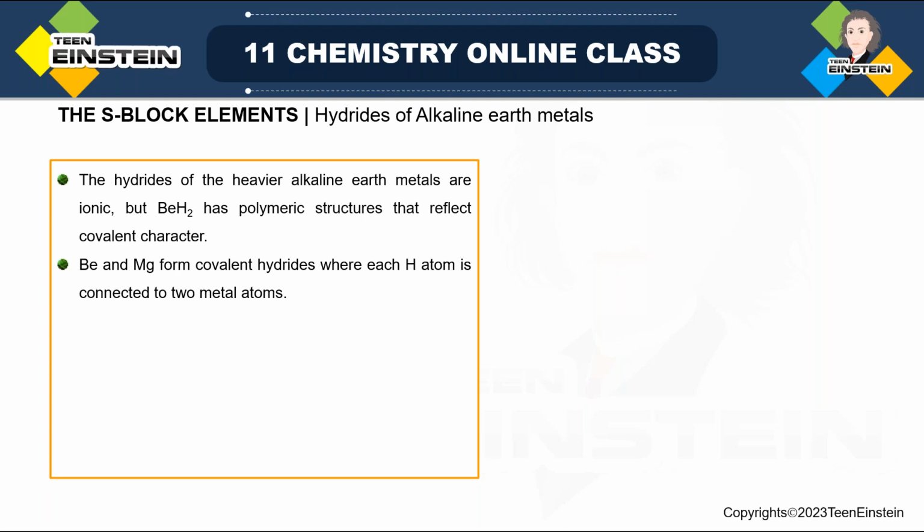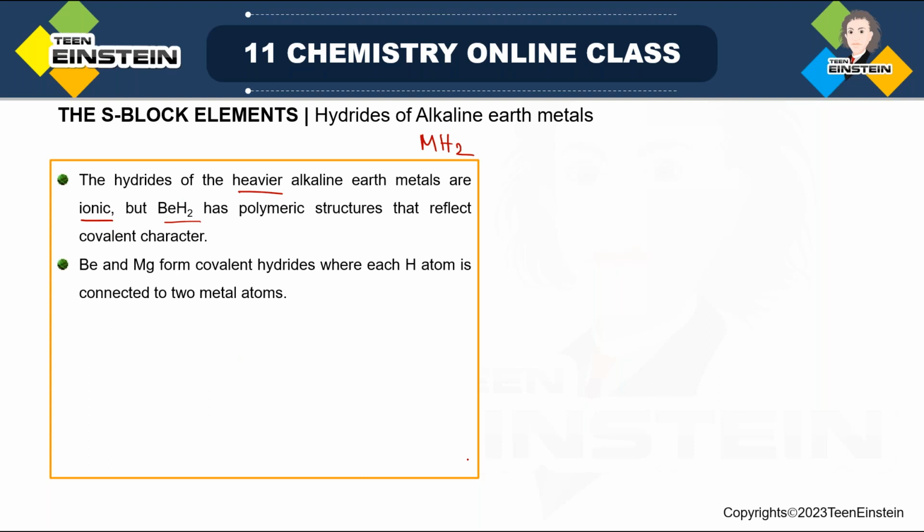So after hydroxides, next we have hydrides of alkaline earth metals. The general formula is MH2. Hydrides of the heavier alkaline earth metals, that is, down the group, you can consider strontium, barium, are basically ionic. But the first hydride, BeH2, is not ionic, it has a polymeric structure.